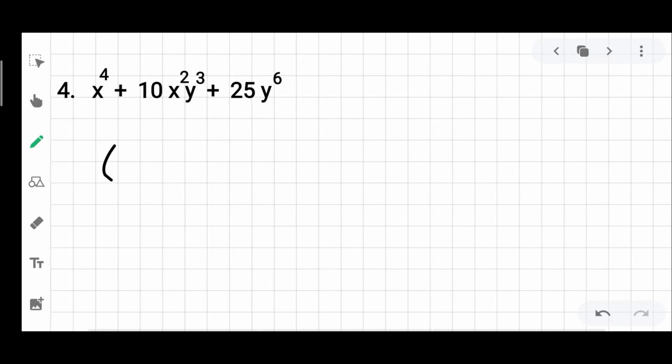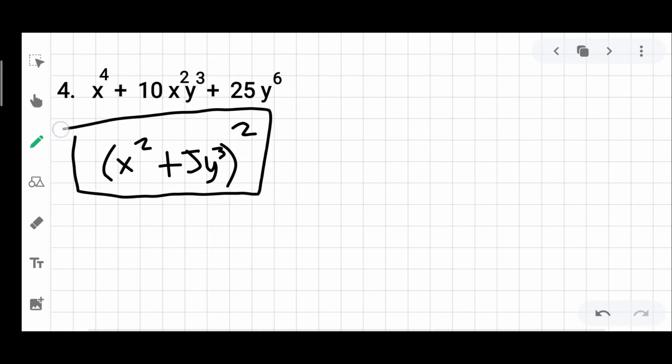So, paano mag-factor? Maglalagay lang tayo ng open and close parenthesis, then squared. X raised to 4, i-divide natin sa 2 para makuha natin yung square root. That is x squared, since 4 divided by 2 is 2. So, since pareha sila ng sign which is positive, magiging positive ang sign natin sa gitna. Next, get the square root of 25, which is 5. Then, y raised to 6, i-divide natin yung exponent into 2. So, 6 divided by 2, the answer is 3. And this is our final answer.